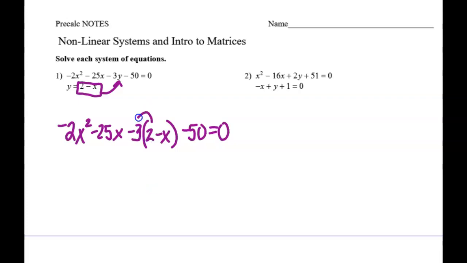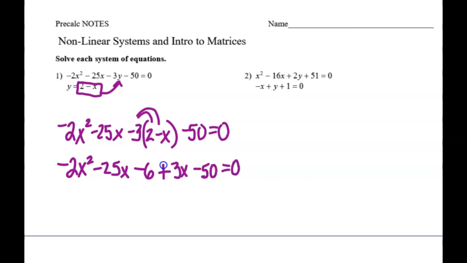We're going to distribute this negative 3, and then we'll collect up all our like terms. So we have negative 2x squared minus 25x minus 6 plus 3x minus 50 equals 0. Everybody okay? All I did was distribute. So what do I have if I collect my like terms? Anybody? Negative 2x squared, negative 22x, and a negative 56.